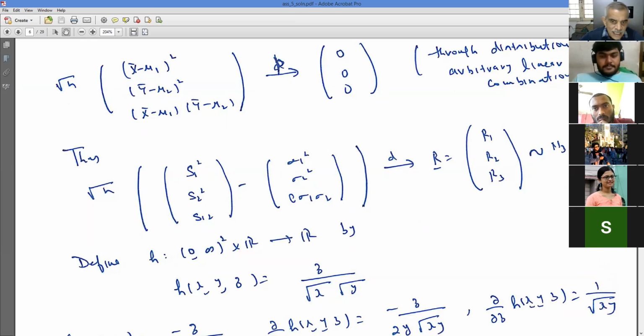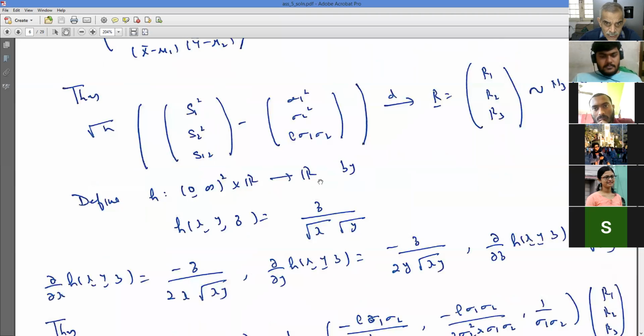No, sir. Now you have to find the distribution of a correlation. Correlation, you can get as a function of this. It is s12 divided by square root of s1 square times square root of s2 square. So I should apply a function h(x,y,z) on this, given by the third component z, which is s12, divided by square root of the first component times square root of the second component. Then I can apply the delta method on this.